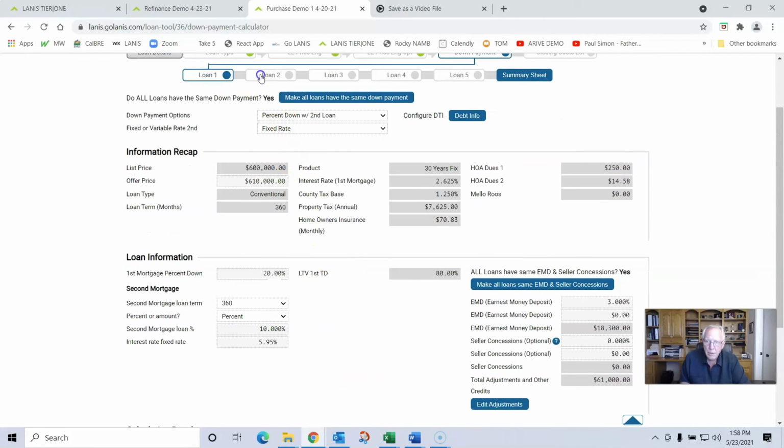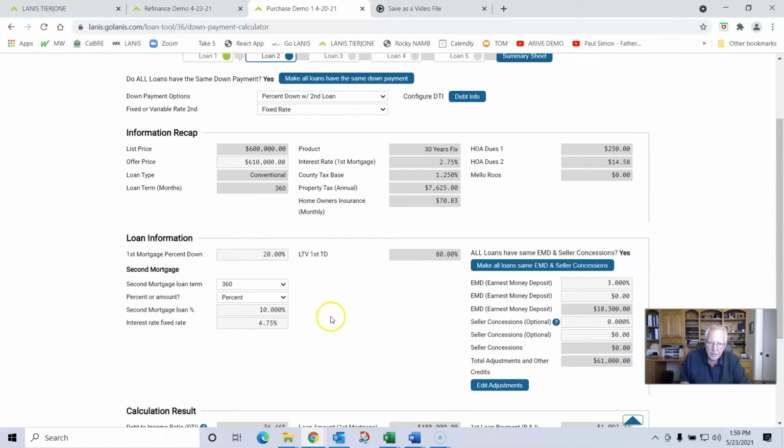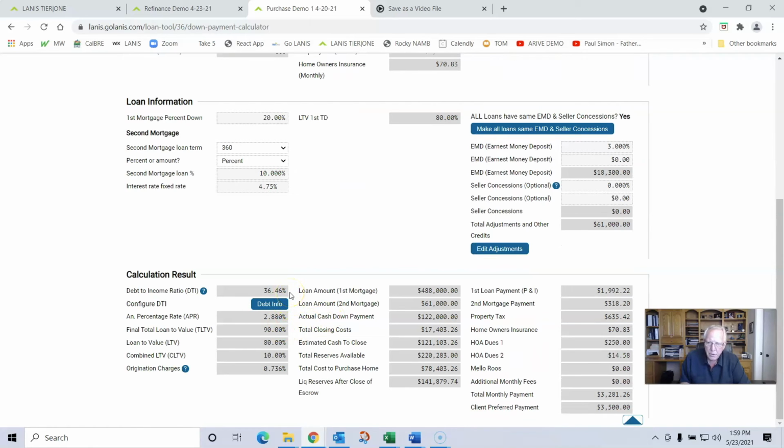Let's go to loan 2 real quick. Again, we've got our 20% down, fixed rate second. Percent down is at 20% calculated, 80%. And in this particular situation, we've got a loan amount with an interest rate of 4.75%. The reason why you want to do this is because it can have a direct impact on your debt to income ratio. It also gives you a chance to put 2 lenders side by side in a comparison to see which one actually has the best overall package.